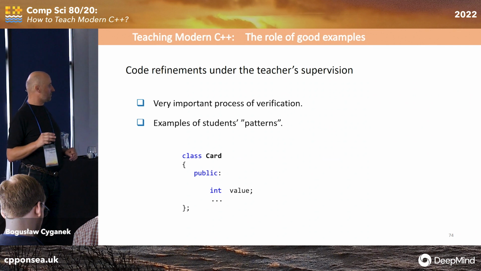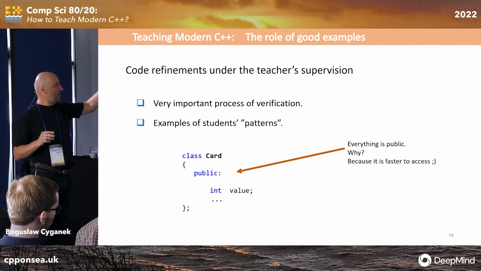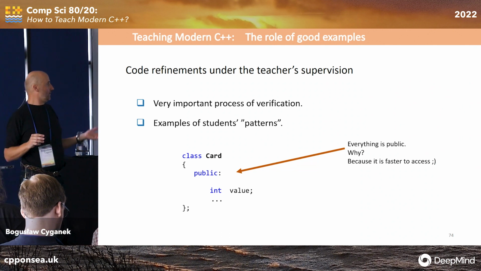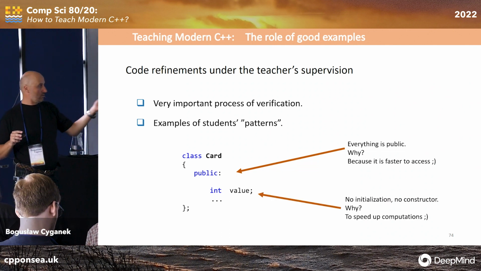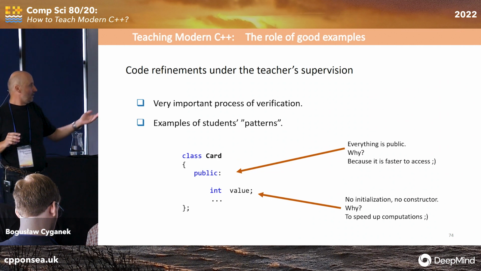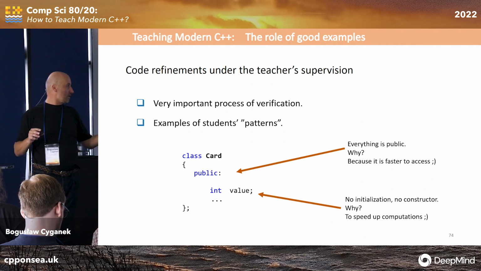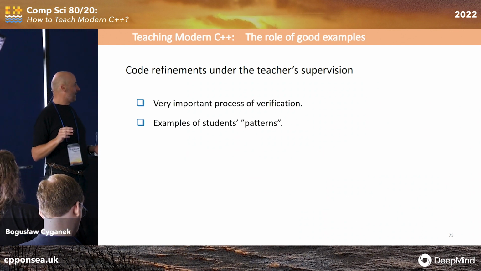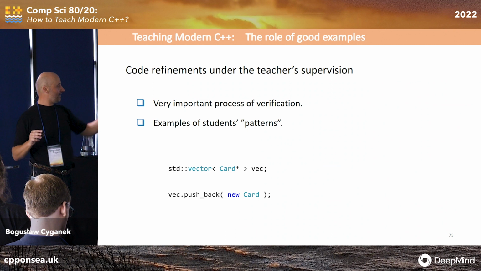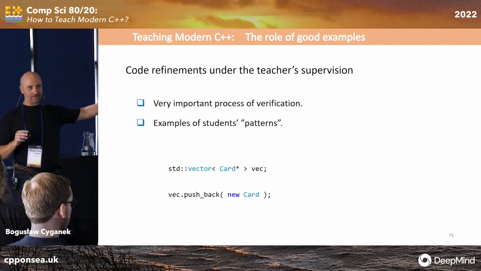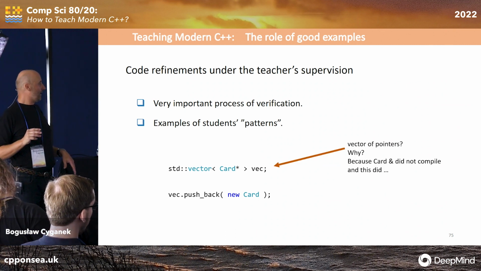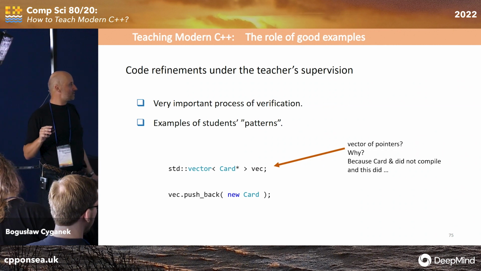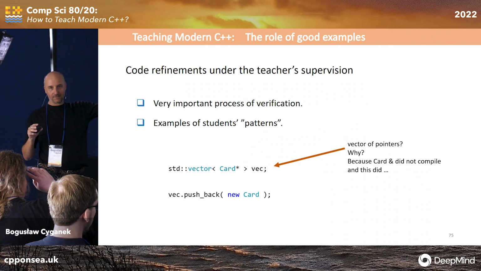So some patterns, look at this. We have this card game, everything is public. I ask why? Because it is faster to access. Yeah? I asked to initialize values. Why didn't I? Because to speed up computations. Yeah? So this is the answer. Things like this. I found something like this in a student's work just recently. And I'm asking why this? Vector of pointers, because card reference did not compile.